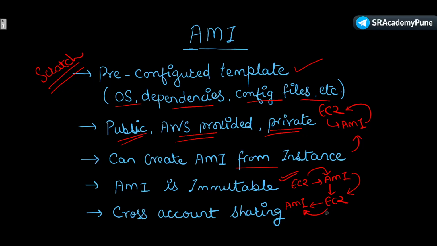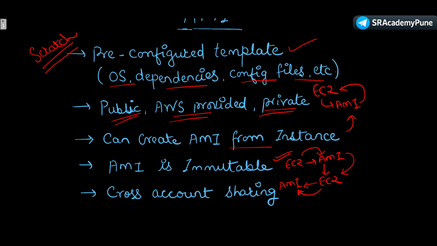One benefit that an AMI gives us is the facility of cross account sharing. Let's say you have an EC2 in a particular account and you need the same in some other account, so you just share the AMI to that account, and the user of that account can create an identical EC2.